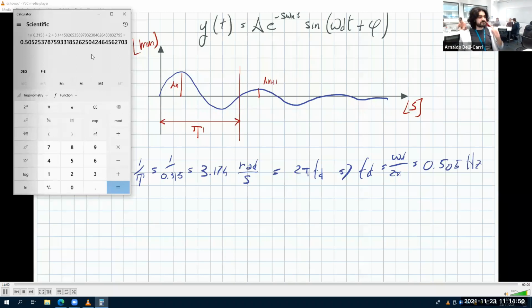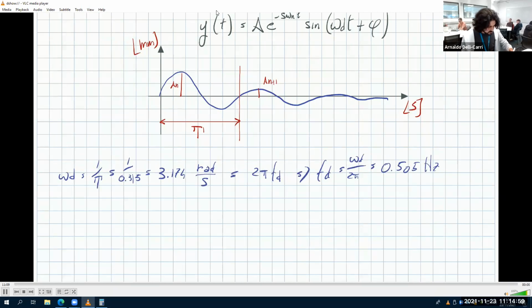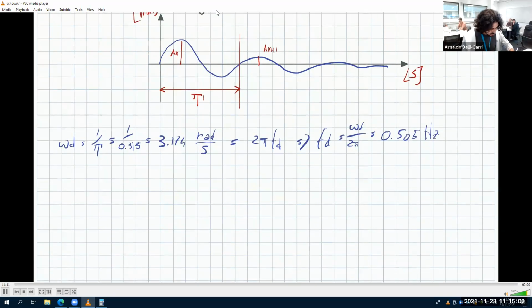Hertz. Easy. Now, let's see what else we want to find. So this was A. Now let's do B.